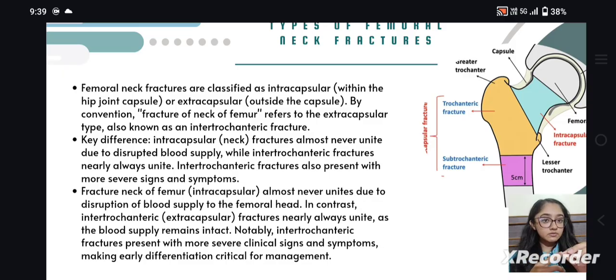So, the key difference is that intracapsular neck fractures almost never unite due to disrupted blood supply, while intertrochanteric fractures nearly always unite. Intertrochanteric fractures also present with more severe signs and symptoms. Fracture neck of femur almost never unites due to disruption of blood supply to the femoral head. In contrast, intertrochanteric fractures nearly always unite.